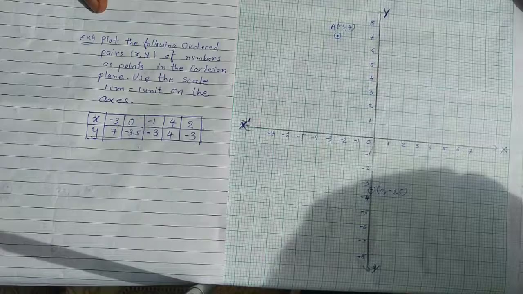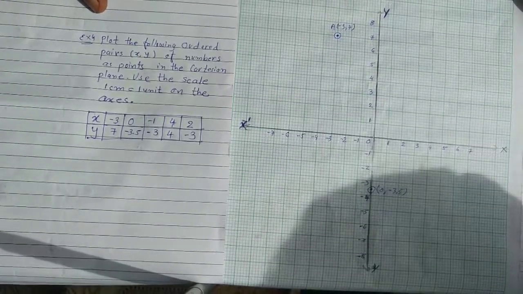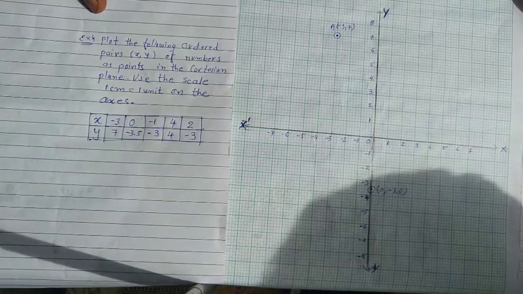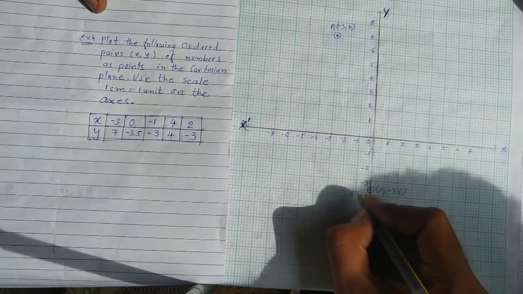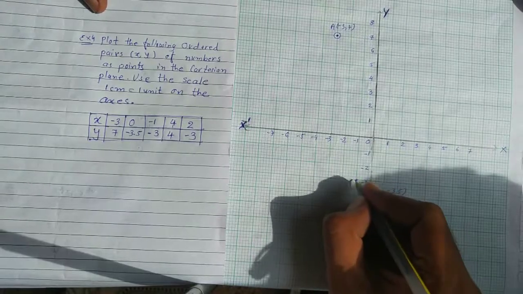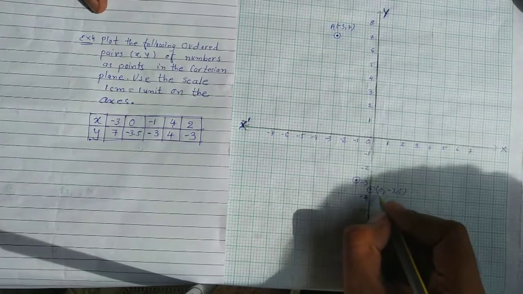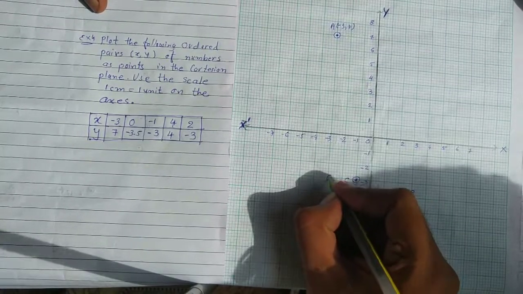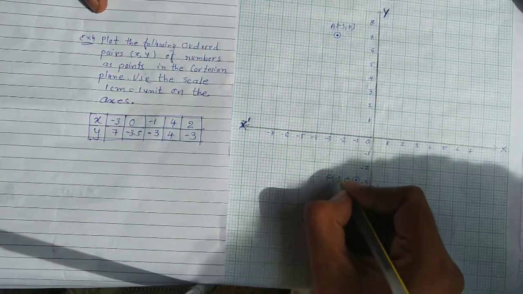Now the third point. What is the third point? (-1, -3): here -1 on the x-axis and -3 here. Here is point B, here point C, (-1, -3).